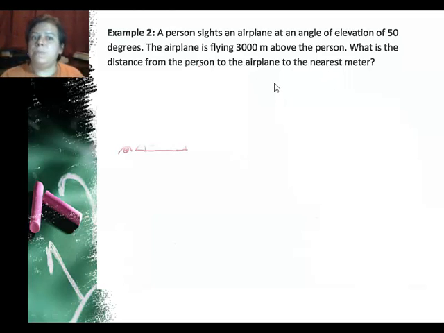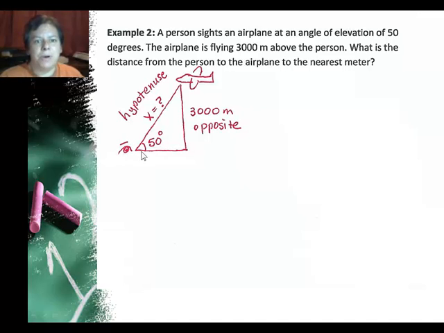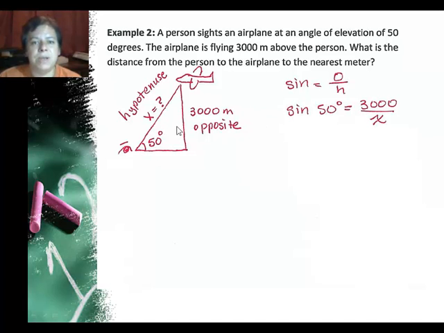I went ahead and drew a picture. See, there's the eyeball, looking up 50 degrees, the airplane is 3,000 meters high. And how far is it from the eyeball to the airplane? So I labeled that with X, and that's the hypotenuse. I know the opposite. I know the angle. I'm looking for the hypotenuse. So opposite over hypotenuse is a sine trig ratio. So I say sine of 50 degrees is 3,000 over X.